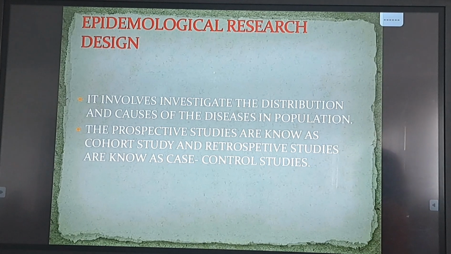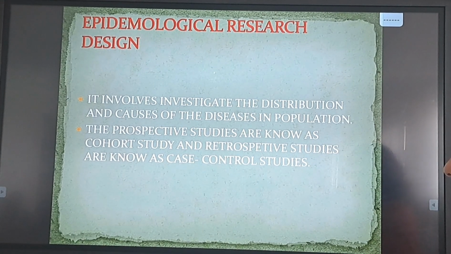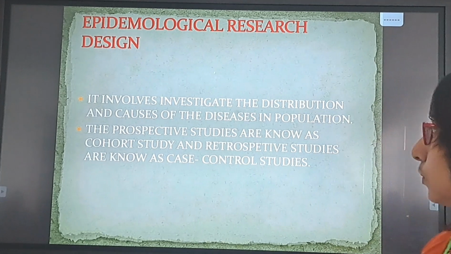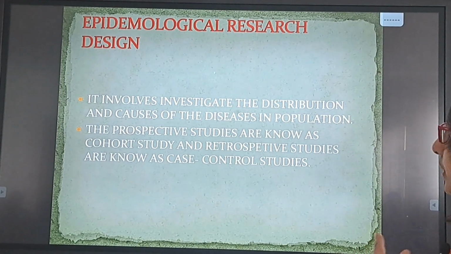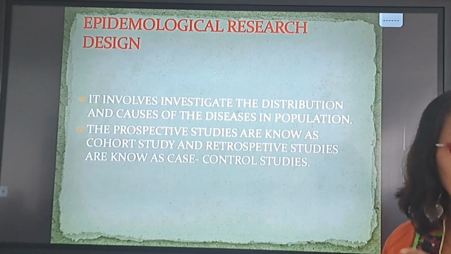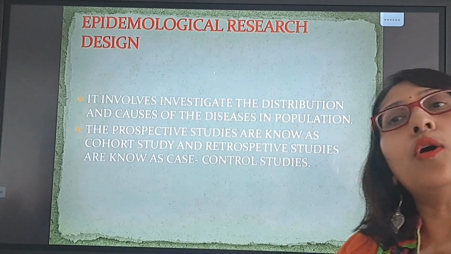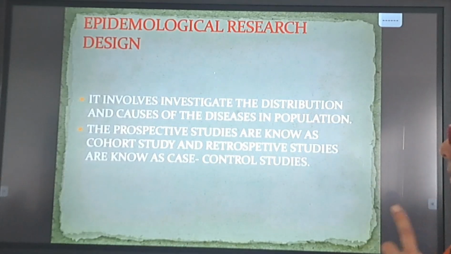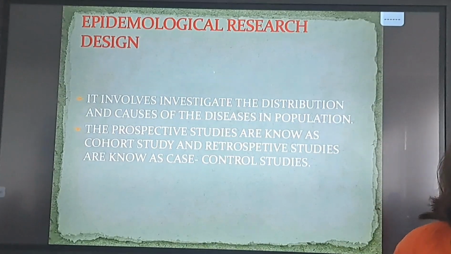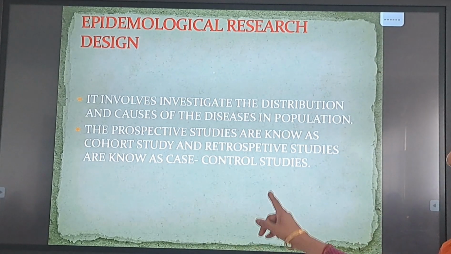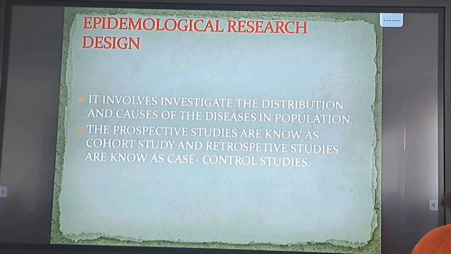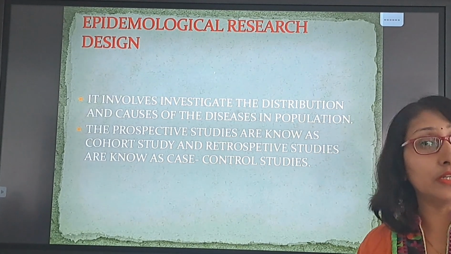And the prospective studies are also known as cohort studies, and retrospective studies are also known as case control studies. Already I have mentioned over here what prospective and retrospective studies are. So these studies have other synonymous names. Prospective means, as I have told you, from the present you go to the future, is it not? So that is also called cohort studies, and retrospective is from the present you go back to the past. It is also called case control studies.